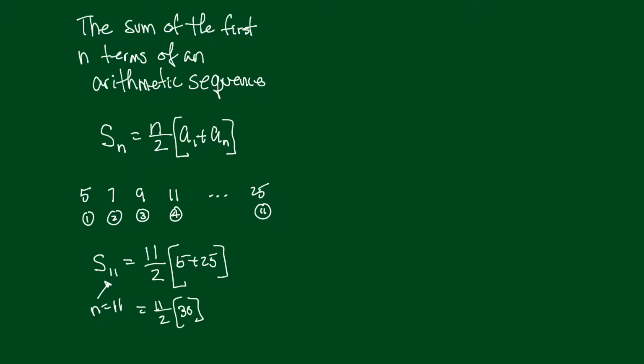Now do it this way. 2 into 30 is 15. 15 times 11. So I'll do it up here. S sub 11 is now 11 times, what did I just say? 5 and 25 is 30. 30 divided by 2 is 15. So S sub 11 is 165. All right, so the sum of those first 11 terms is 165.